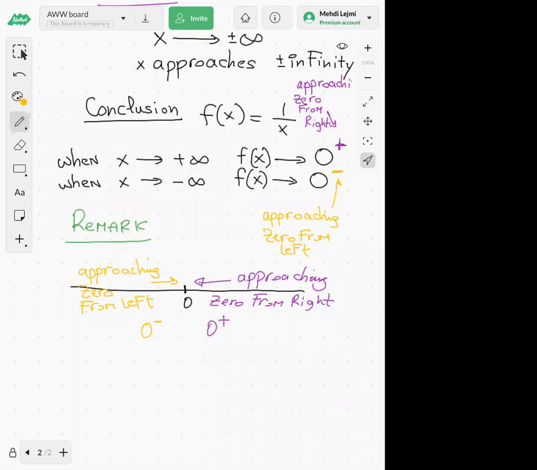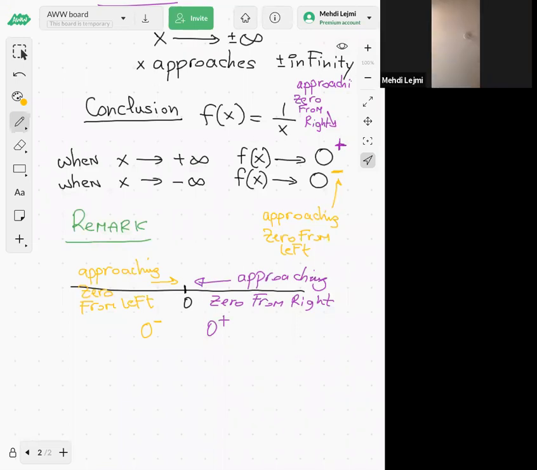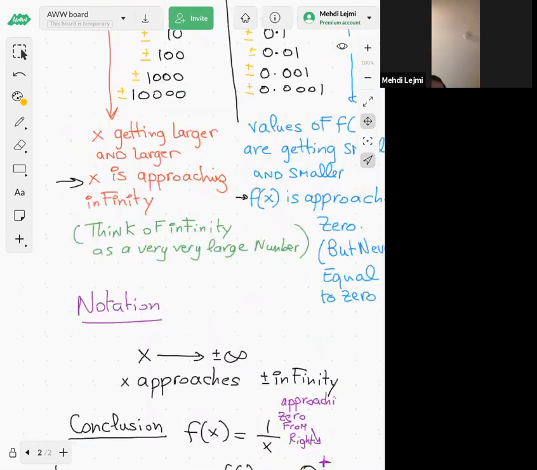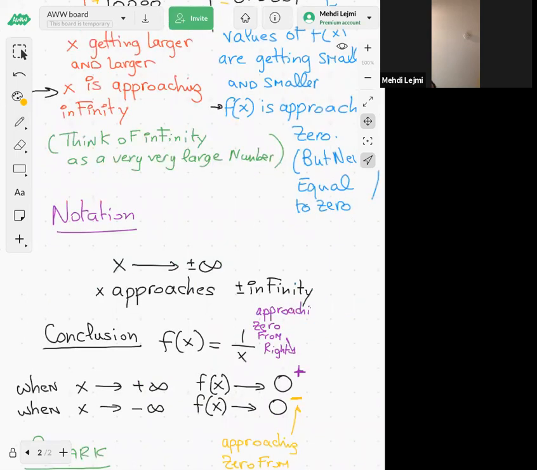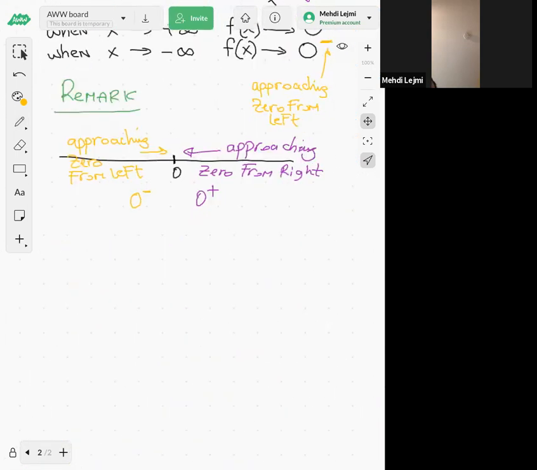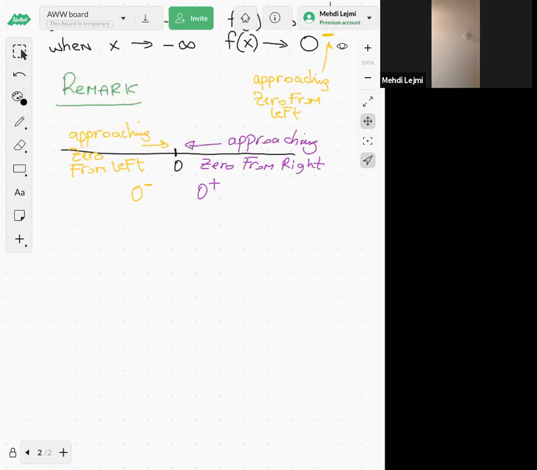Okay, perfect. So let's continue with graphing our 1 over x. We got this table of values. We are saying if x is approaching infinity, then values of f of x are approaching 0. Now, what about the values of f of x when x approaches 0? So let's make another table of values, a different one. Here my x, here my f of x, which is 1 over x. And now, instead of approaching infinity, I'm going to approach 0. So the values of x are going to approach 0.